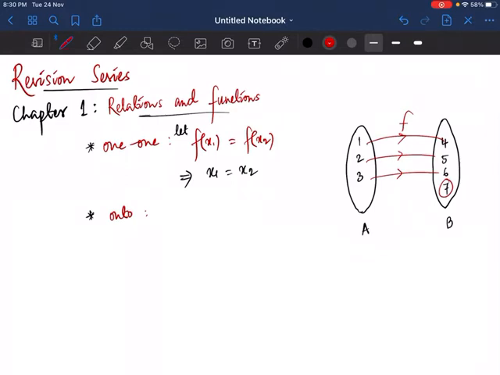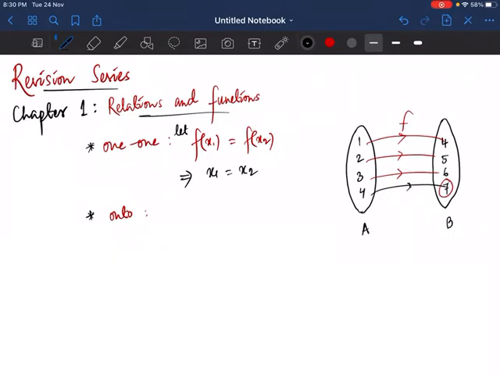So which one is an onto function? All you have to do is put an element in here, 4, and give it a relation like this. So now you see this one is an onto function. Okay, so let's start with it. Now how to do onto function?